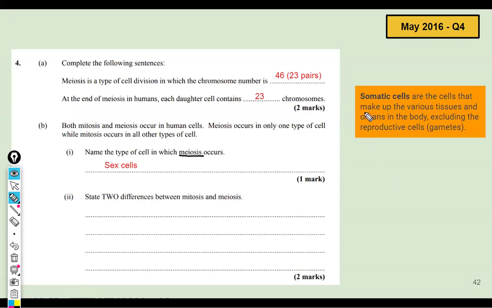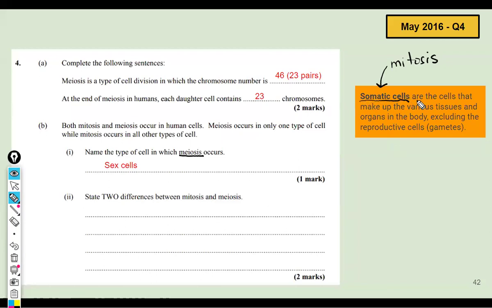All other cells are usually called somatic cells. So somatic cells are cells in the body other than the sex cells. And somatic cells reproduce or duplicate themselves by mitosis. So all the other cells in the body, with the exception of the sex cells, use mitosis to replicate. So whenever they replicate, the daughter cells still have 46 chromosomes.